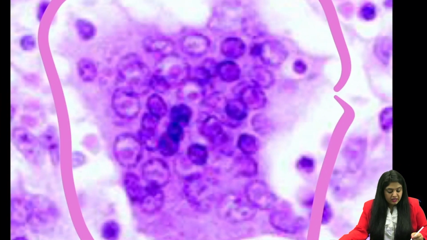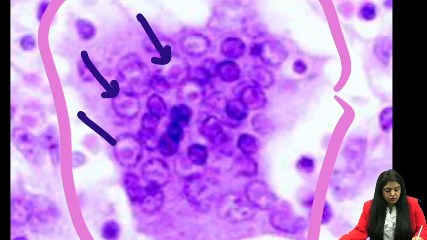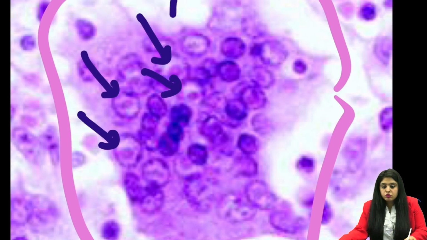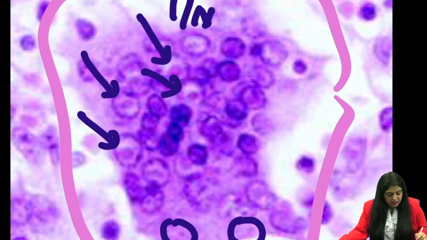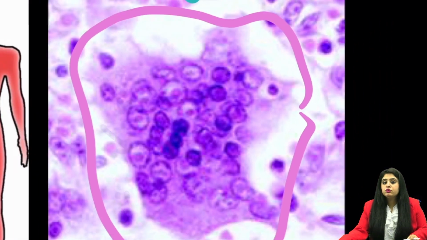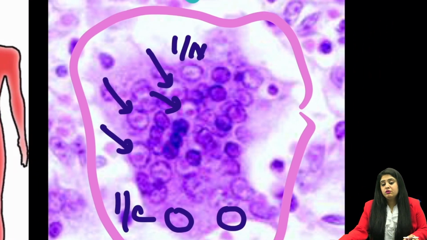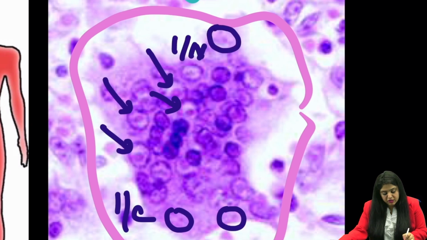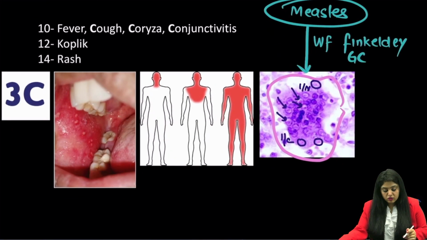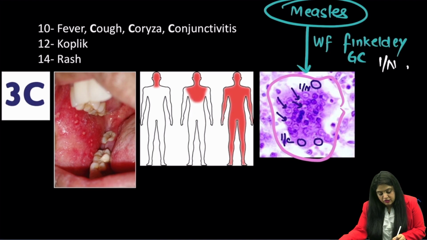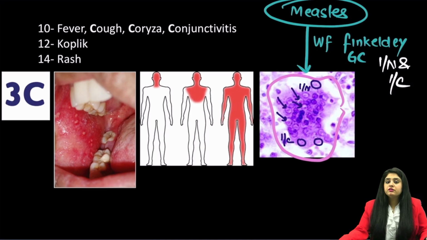So remember, this is the Warthin-Finkeldey giant cell. Are you going to see intranuclear inclusions? Of course, you can see the intranuclear inclusions. So intranuclear is sorted. But if you look very carefully, there are tiny, tiny pink dots in the cytoplasm also. It shows you both intranuclear and intracytoplasmic inclusions. So yes, these are all going to show you both intranuclear and intracytoplasmic inclusions.